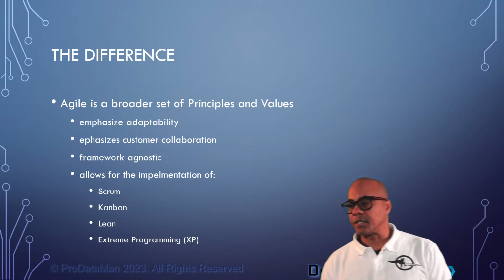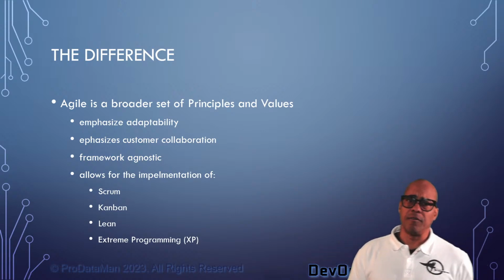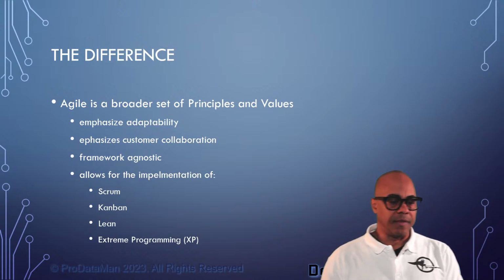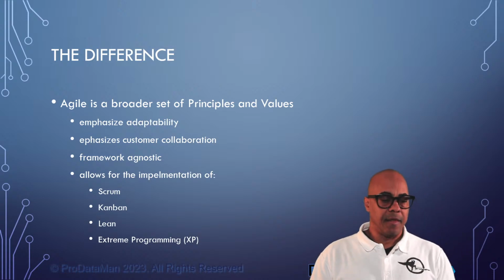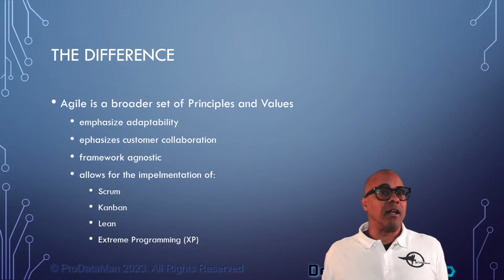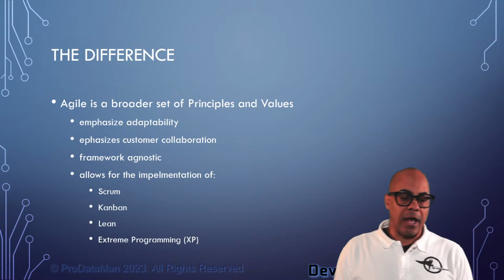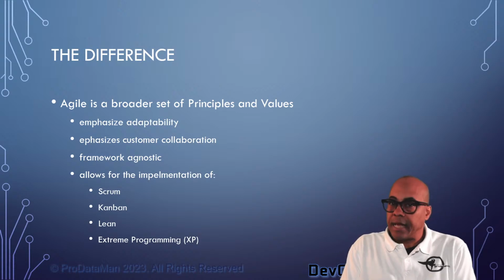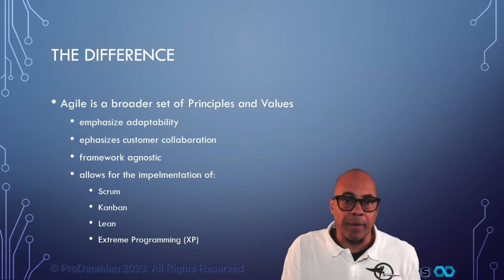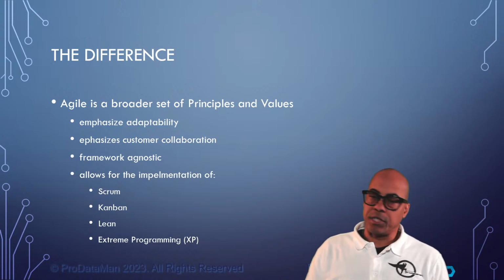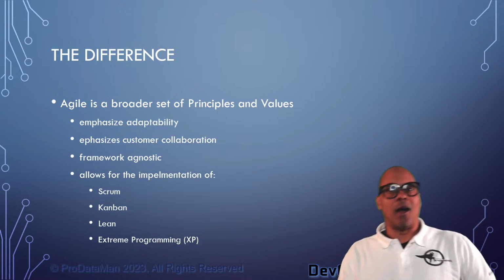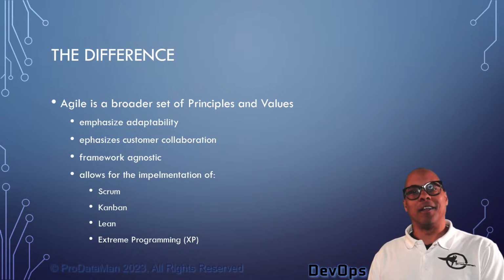So what's the difference? Well, as I mentioned, first, Agile is a broader set of principles and values that emphasize adaptability, they emphasize customer collaboration, and Agile is framework agnostic. So it allows for the implementation of things like the Scrum framework or Kanban or Lean, extreme programming. These are all specific frameworks that we can work with within our framework agnostic methodology that is Agile.